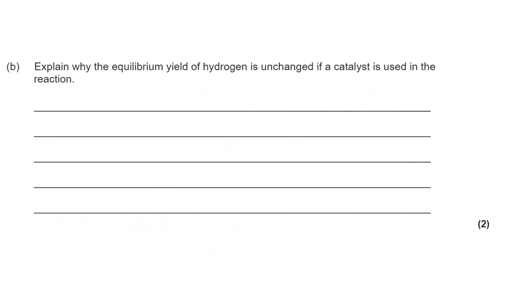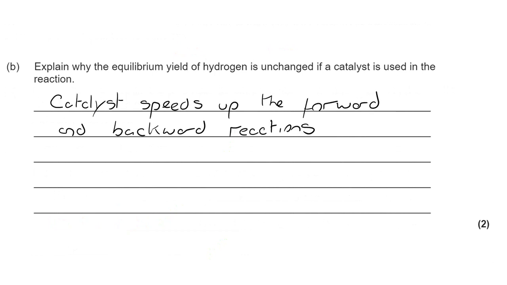Moving on, why would the equilibrium yield be unchanged if a catalyst is used in the reaction? A fairly straightforward and very common question. The catalyst speeds up the forward and backward reactions. Now it's lowering the activation energy of each by an equal amount. So we need to go a little bit further for the second mark. It does this by equal amounts. The rates are increased equally.